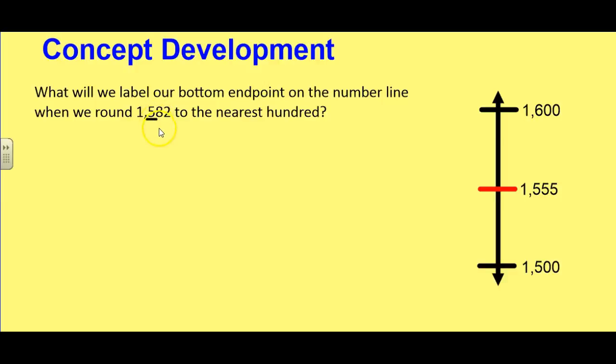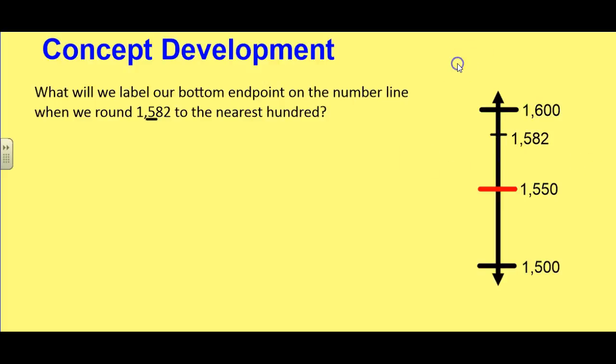Okay, so now we've got to figure out where 1,582 falls on the number line. So I know that 1,582 is going to be more than 1,550. Look, I put 555. It's 550, I don't know why I put 555. If I were counting by tens from 1,550, I'd say 160, 170, and then 180. So 182 will be somewhere right around in here. So 1,582 is going to go about right there.